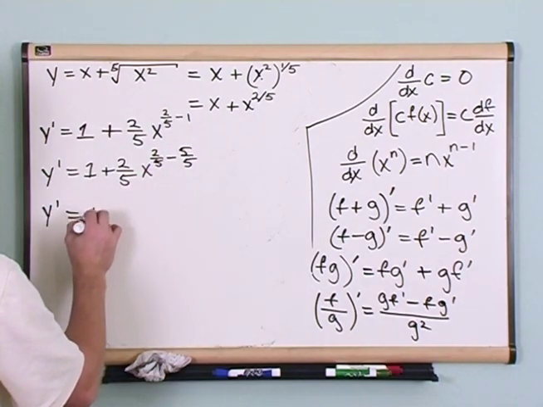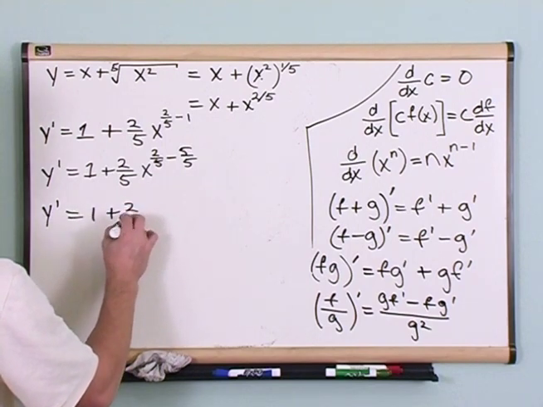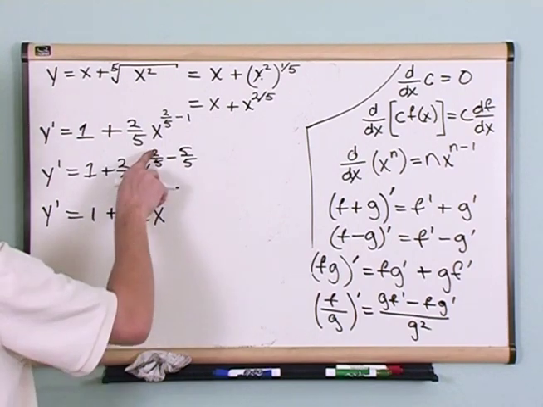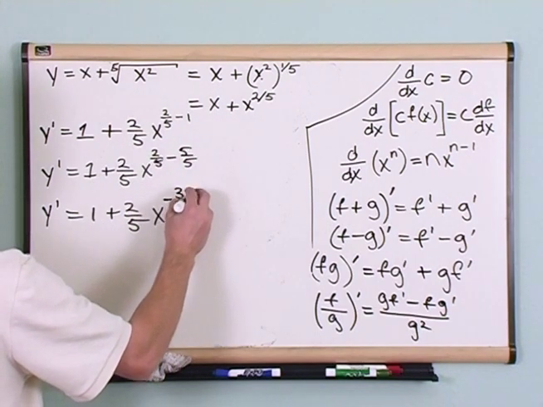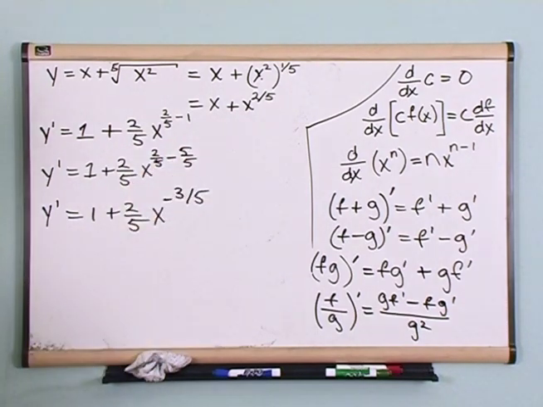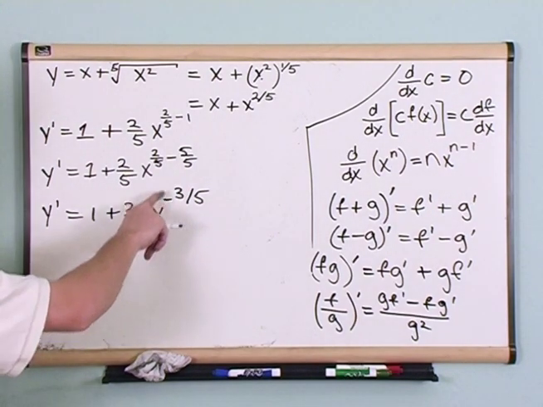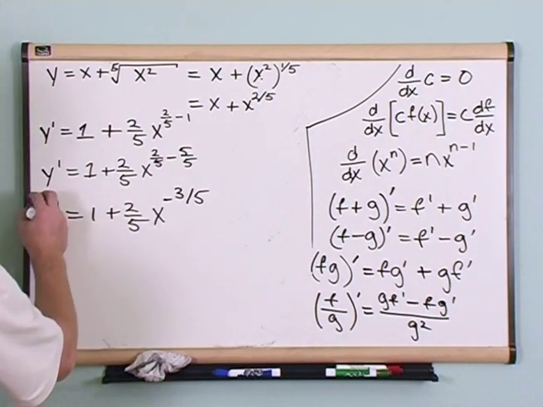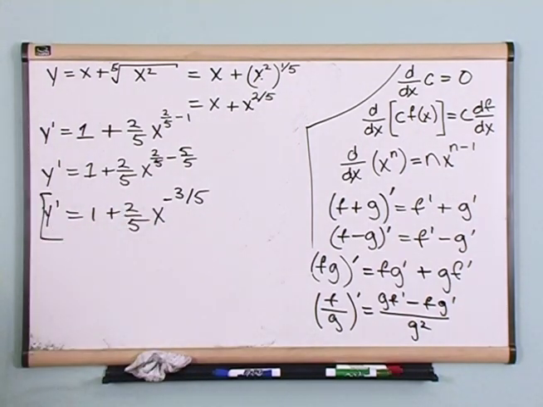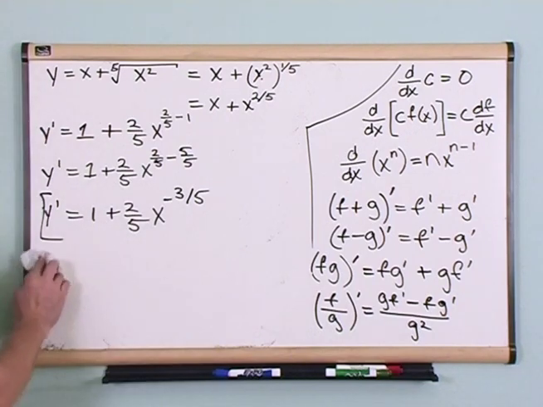So y prime is 1 plus 2/5 x, 2 minus 5 is negative 3/5. I'm just subtracting the top, and the bottom stays the same because obviously when you're doing fractions, the bottom stays the same. 2 minus 5 is negative 3. So that would be the answer: 1 plus 2/5 x to the negative 3 over 5. So that's the answer to that problem.